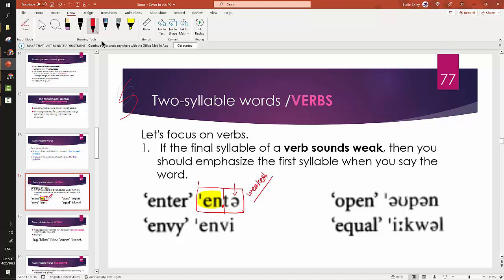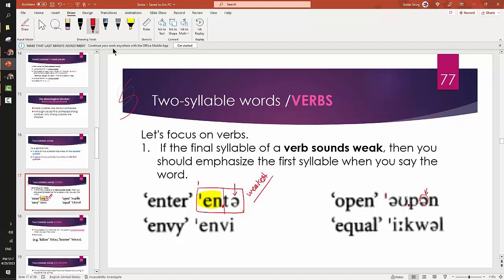I will explain another word. We have here open. Open is a two-syllable word. As a general rule, we said for a verb the stress is on the second syllable. We see the peak here is the schwa sound. The schwa sound is the weakest. We cannot stress it. So we put the stress on the first syllable.